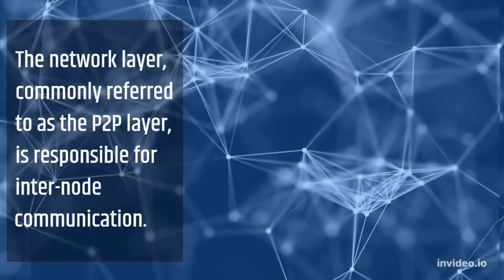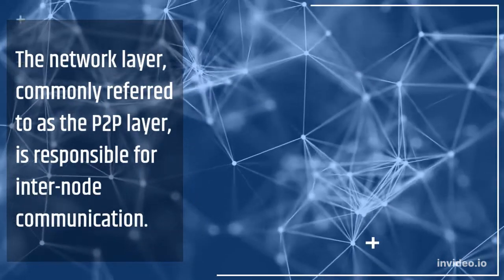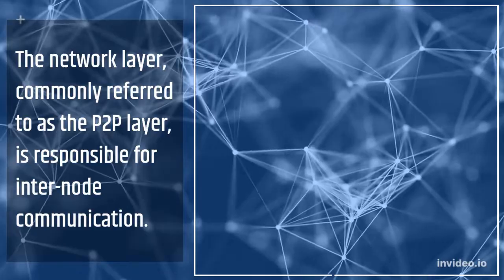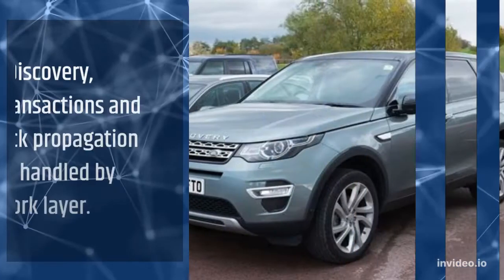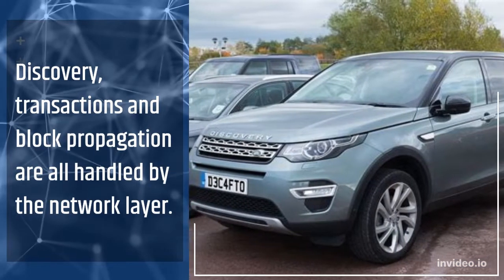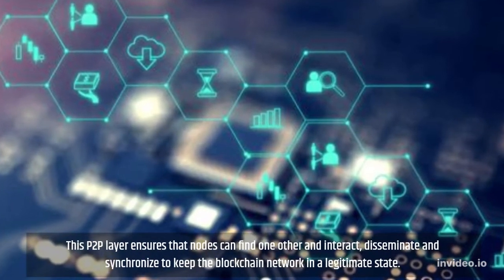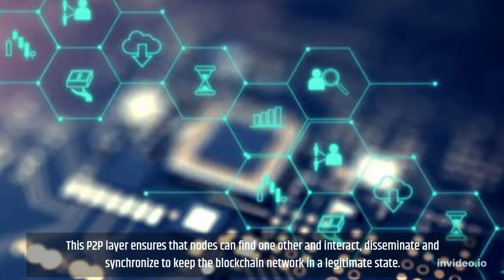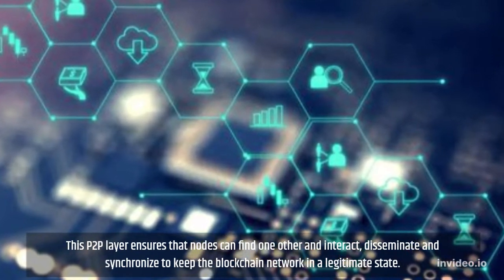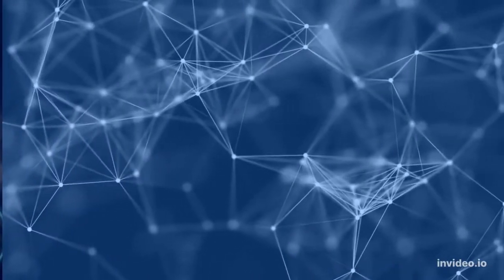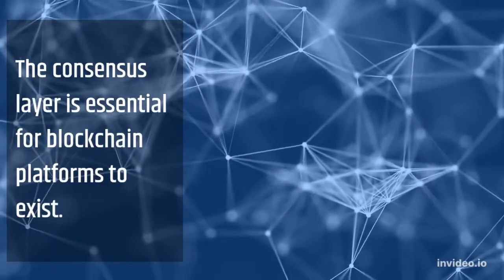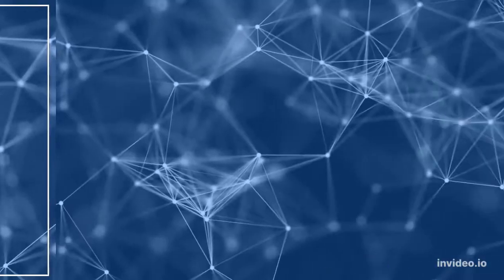The network layer, commonly referred to as the peer-to-peer layer, is responsible for internode communication. Discovery, transactions and block propagation are all handled by the network layer. This peer-to-peer layer ensures that nodes can find one another and interact, disseminate and synchronize to keep the blockchain network in a legitimate state.